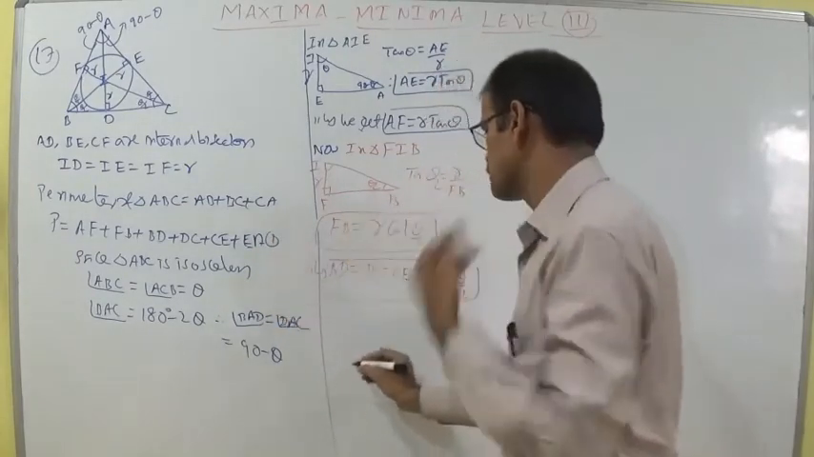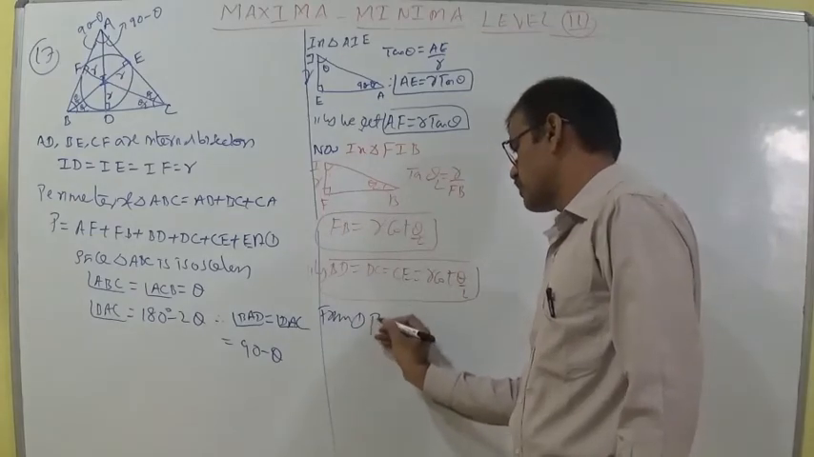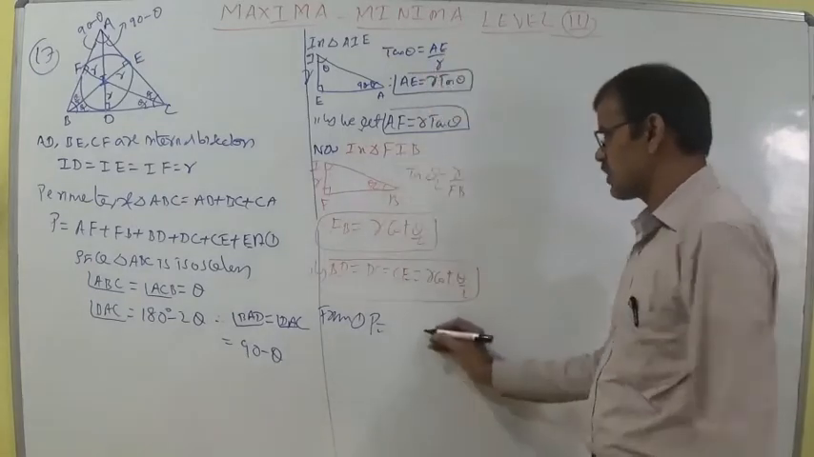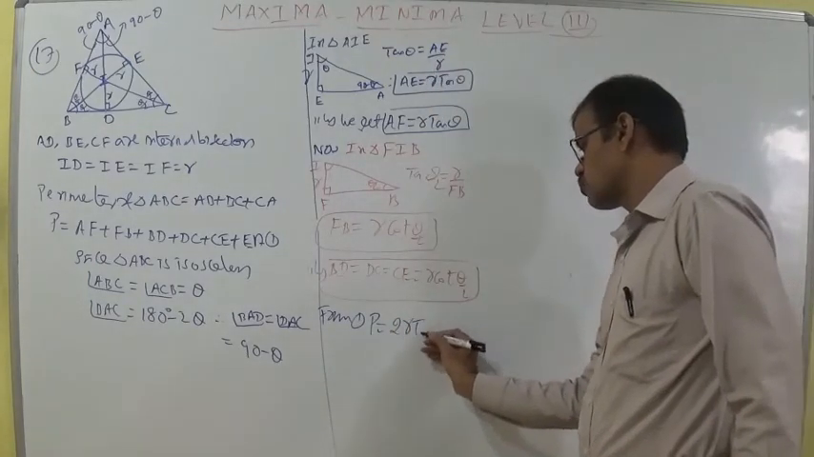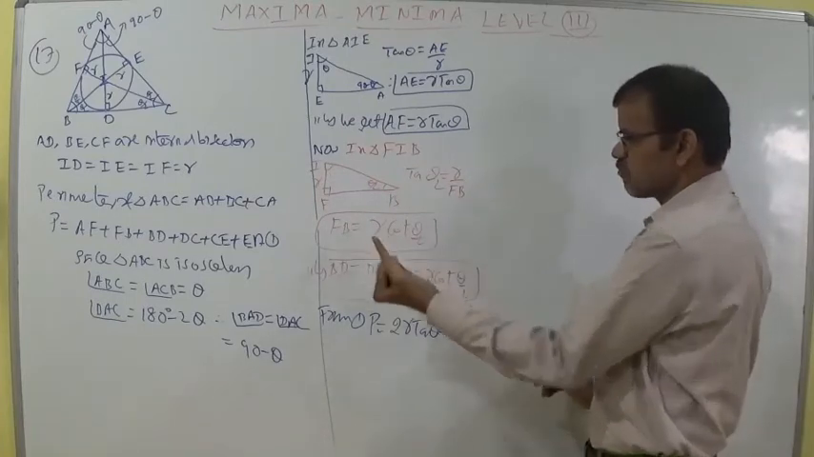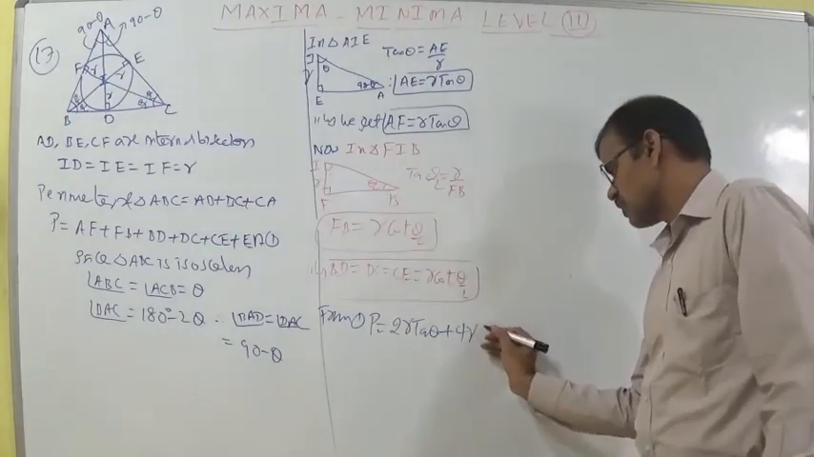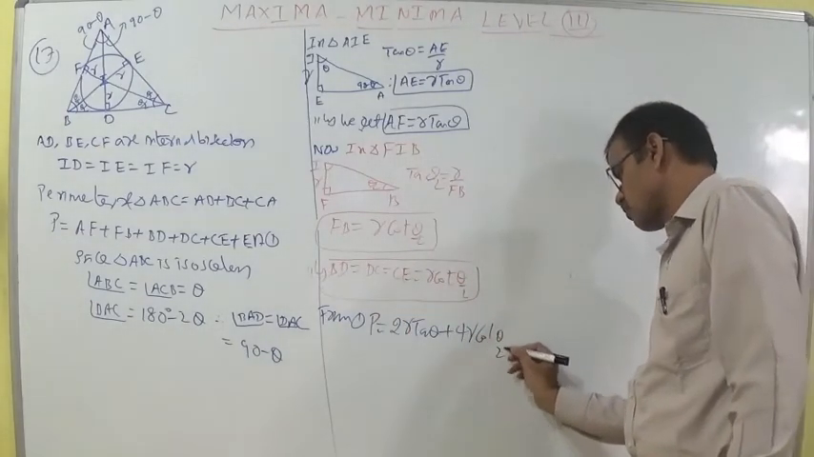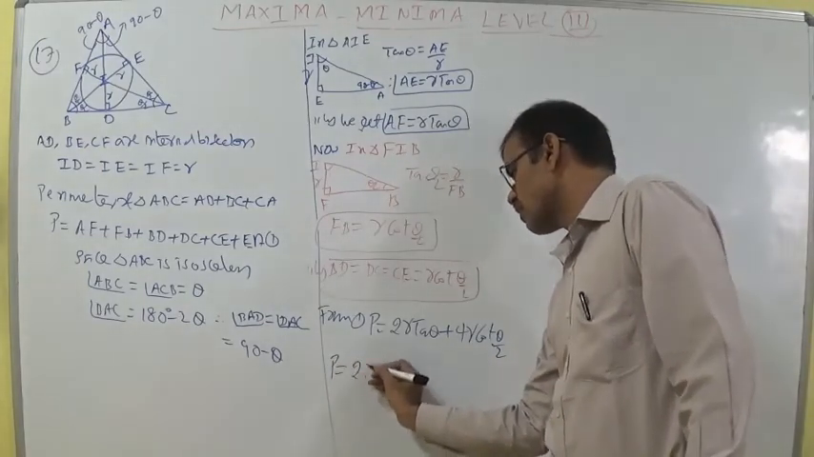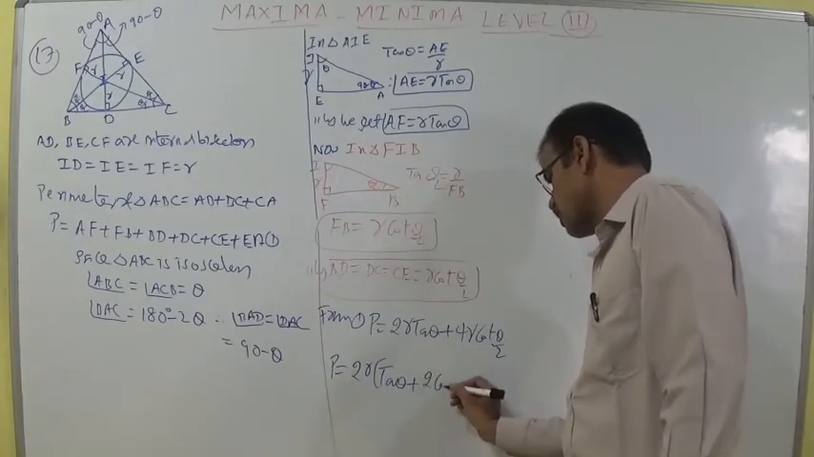This is the first equation. From 1, perimeter P. Now you can understand that R tan theta plus R tan theta gives 2R tan theta, since total 2 letters are there. Plus 4, because this is FB, BD, DC, CE, so total 4 letters are there, 4R cot theta by 2. This is the perimeter. Perimeter P is equal to, taking 2R common, tan theta plus 2 cot theta by 2.